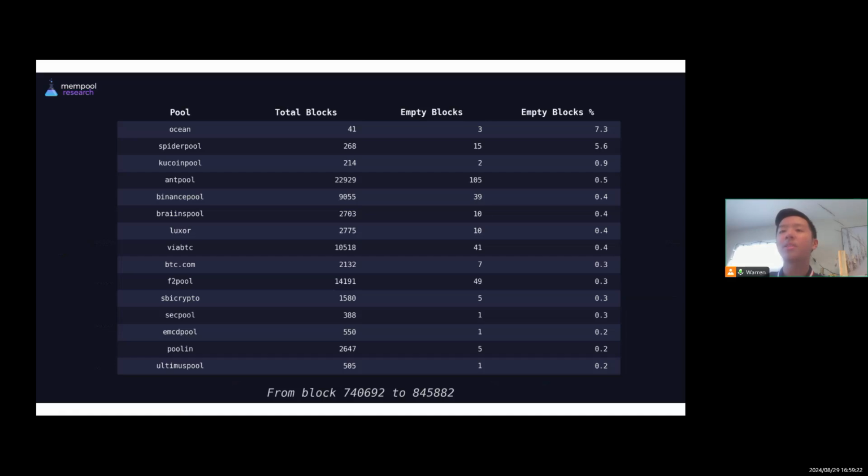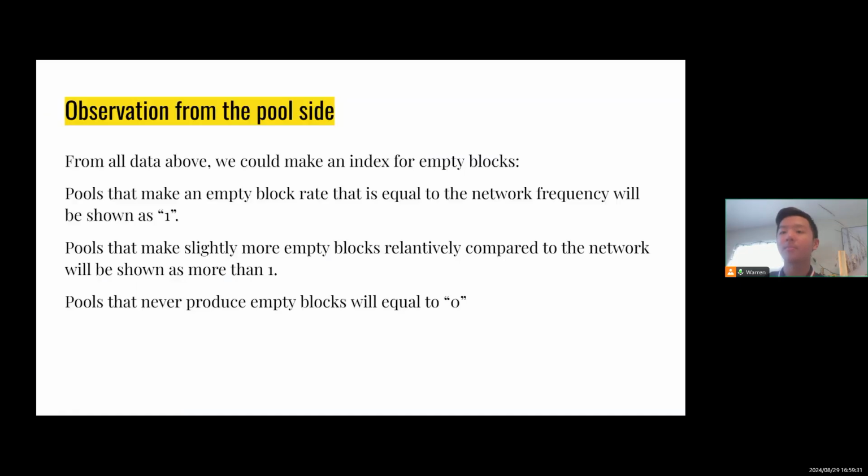Here we have a chart representing all pools and their empty block rate. We can see from the top of the list that Ocean and Spider Pool have a slightly higher empty block rate compared to a normal average pool rate. So now, we have a conclusion on our observation from the pool side.